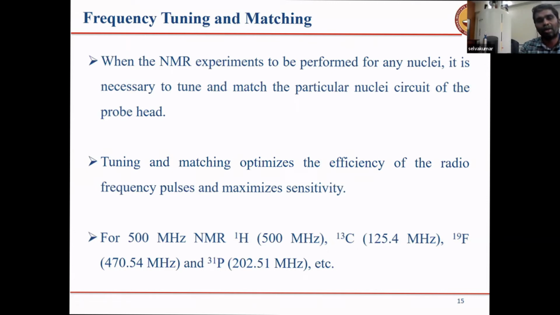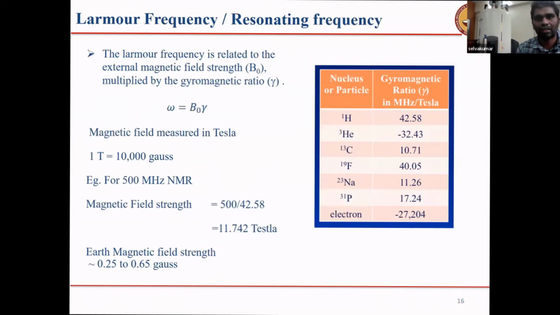Generally, people call the machines by the proton resonating frequency. This is a table showing how to calculate the resonating frequency, or Larmor frequency, of a particular nucleus. The Larmor frequency is related to the external magnetic field strength multiplied by the gyromagnetic ratio. Here omega is the Larmor frequency or resonating frequency, B naught is the magnetic field strength, and gamma is the gyromagnetic ratio.